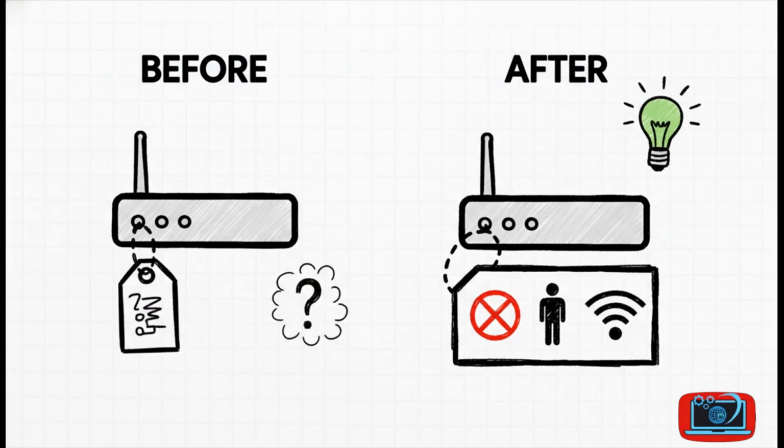Oh, and just a quick side note here, you can also give these lists actual names instead of just numbers. So instead of trying to remember what ACL 101 does, you can just call it something like block guest Wi-Fi. It's a really simple change, but trust me, it makes managing everything so much easier.